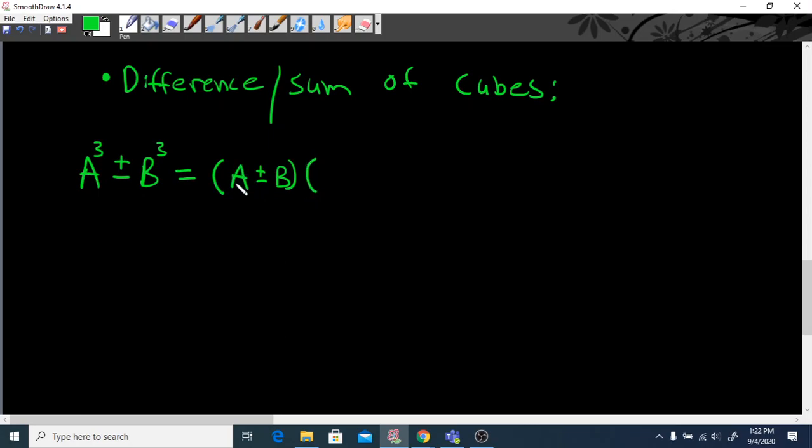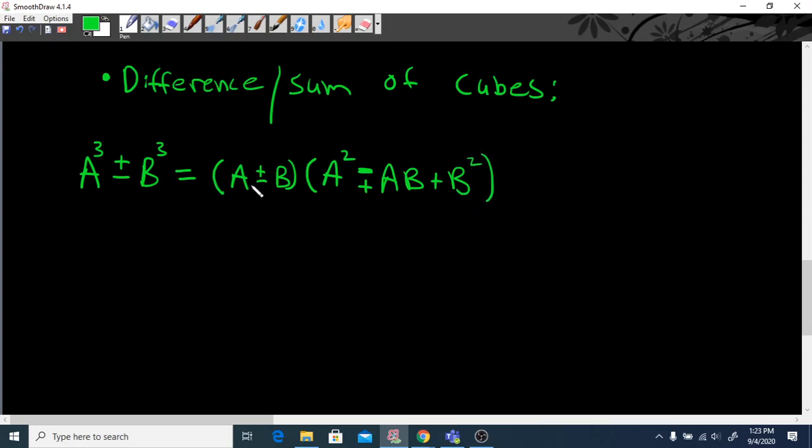Then, whatever this one is, we square it. Whatever sign is here, we change it. So if there was a plus, now there's a minus. If there was a minus, now there's a plus. We multiply the two together, A, B. And then we square the last one, so plus B squared. Okay?